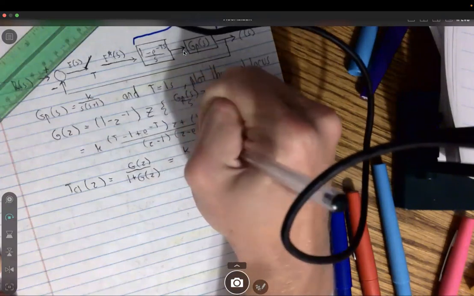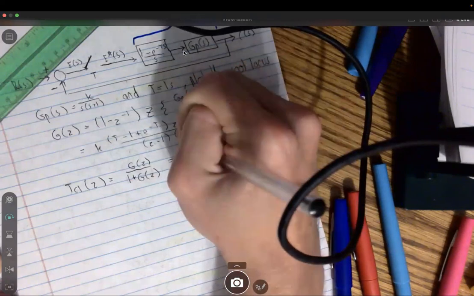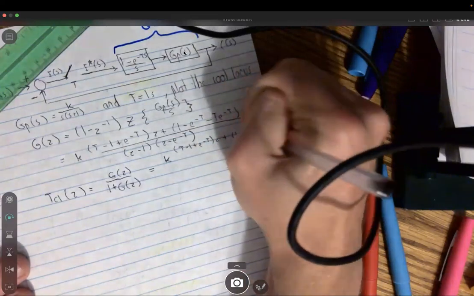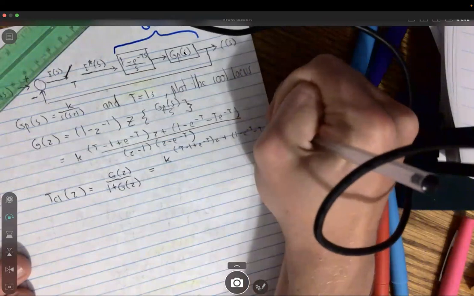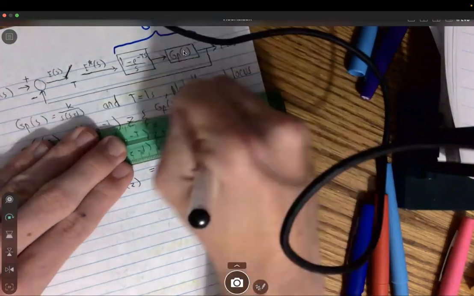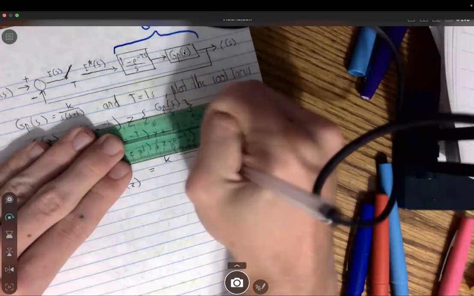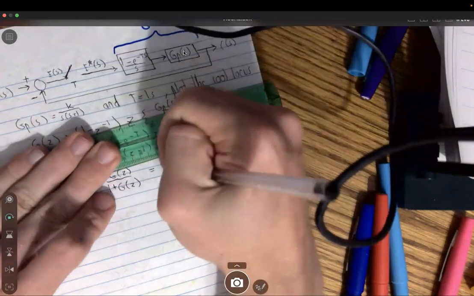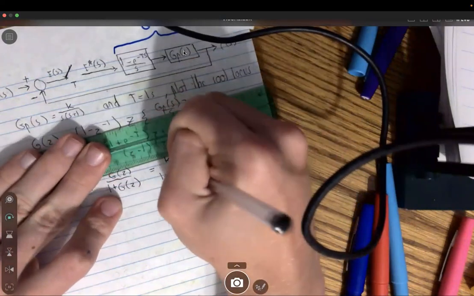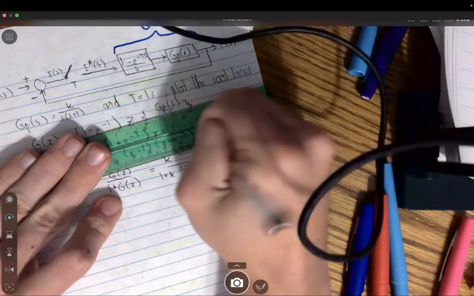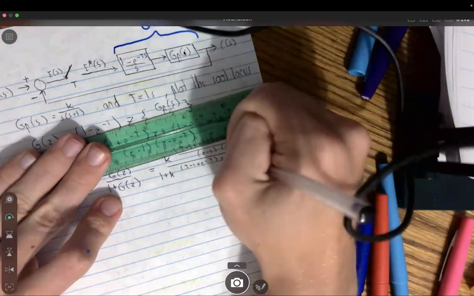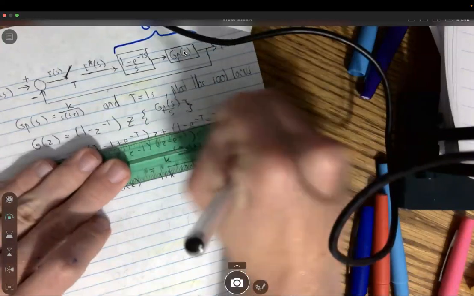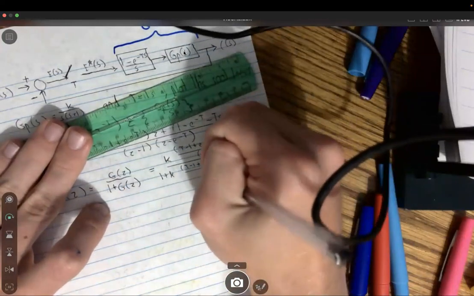So it's going to be ((T minus 1 plus e to the negative T) times Z, plus 1 minus e to the negative T minus T e to the negative T) all over (Z minus 1) and then (Z minus e to the negative T). And then here we're going to have 1 plus K times ((T minus 1 plus e to the negative T) Z plus 1 minus e to the negative T minus T e to the negative T) all over (Z minus 1)(Z minus e to the negative T).